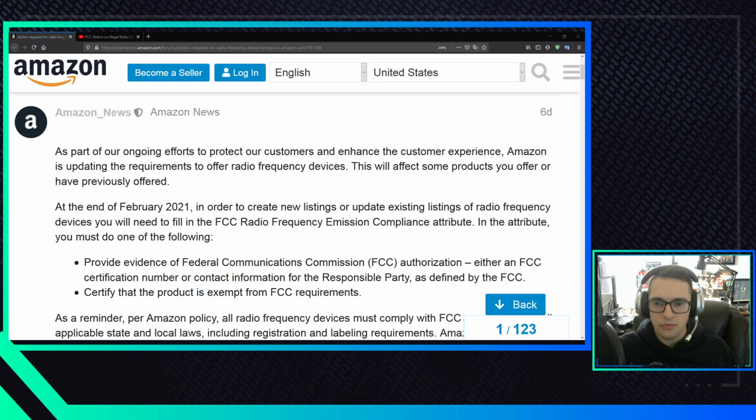So let's go ahead and take a look at this notice by Amazon, who are going to be, I think, the first to actually implement some rules and regulation over these radios. All right, so I'm just going to start off by reading what this notice says here. As part of our ongoing efforts to protect our customers and enhance the customer experience, Amazon is updating the requirements to offer radio frequency devices. This will affect some products you offer or have previously offered. And this is from the Amazon sellers forum. This is how they put out updates to people who sell on Amazon, right?